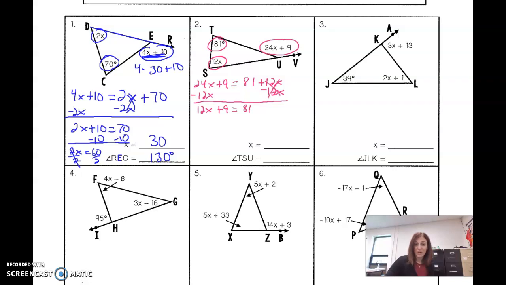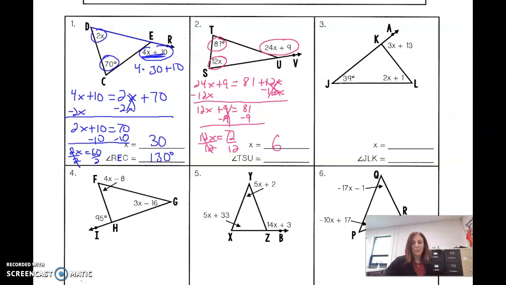Now again, I'm still solving for x, so I have to get rid of the 9. It's a positive 9 or it's plus 9, so I do the opposite, I subtract 9, and I'm left with 12x equals, 81 minus 9 is 72, I believe. Okay, now this is 12 times x. I undo multiplying with division. I'm going to turn my calculator on, and I'm going to take 72 and divide it by 12. And I get x is equal to 6.